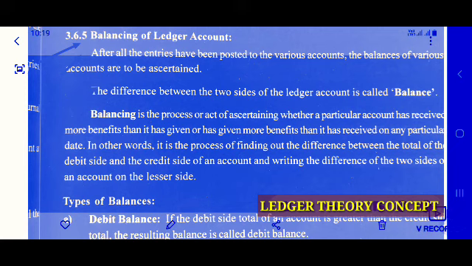So exactly how to do posting, we can know while preparing ledger accounts only. In the next video, I will show you how to do balancing.